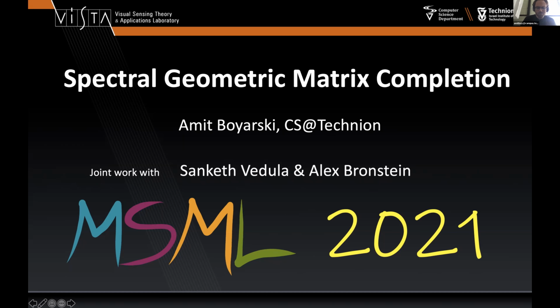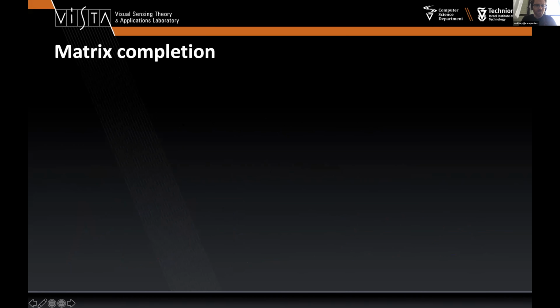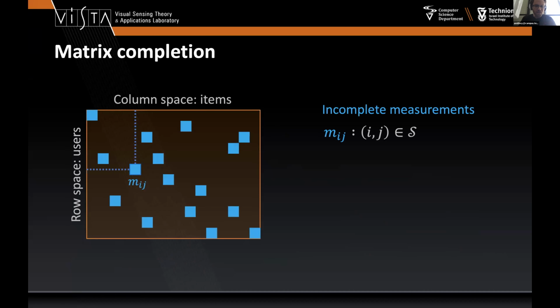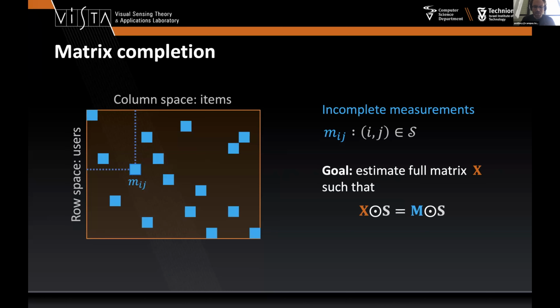So hello, everybody. I'm presenting a work I did with Sanket Vedula and Alex Bronstein about matrix completion on graphs, hence the spectral geometric term here. So let me start by formulating the matrix completion problem. There's a matrix, there's a bunch of entries that you know, and you're interested in estimating the rest of the matrix. So here, M is the ground truth matrix, S is this mask that encodes the entries that you know, and X is the unknown matrix.